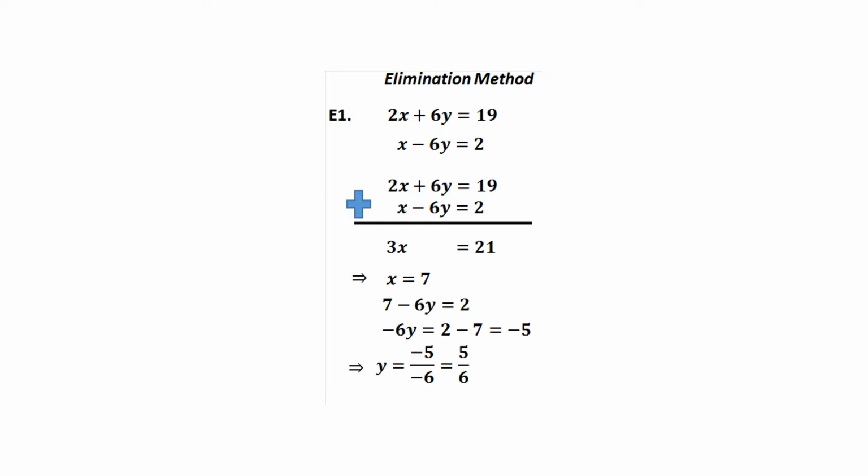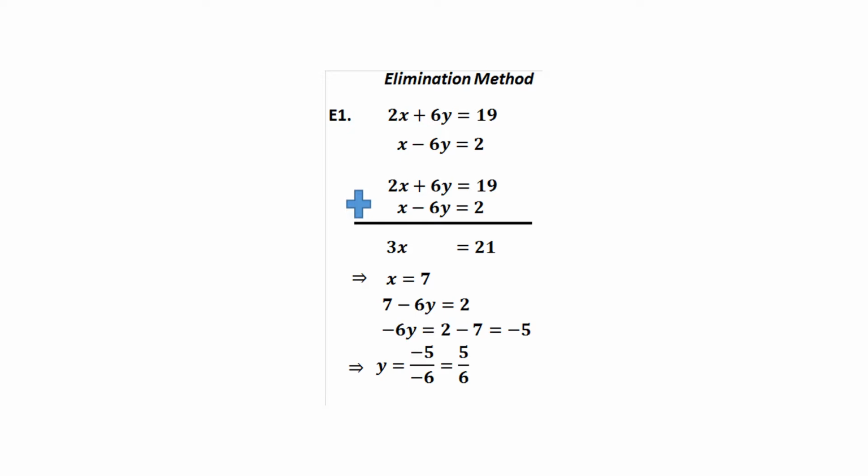So, if we were to add the 2 equations, we will obtain another equation that's valid. If you add 2x and x, you get 3x. The 6y and a negative 6y, when you add them, is 0, so you don't have to write it down. And 19 and 2 is 21. This implies, by dividing both sides by 3, x is equal to 7. So that little arrow means implies.